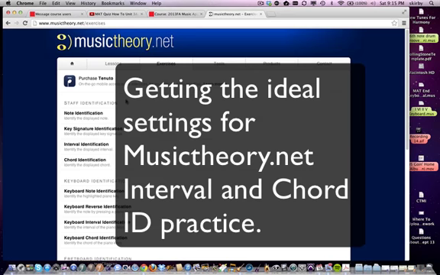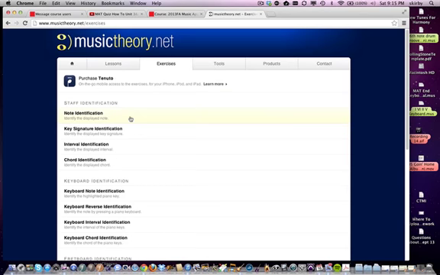Hi class, I want to remind you about this great resource, musictheory.net. When I gave a video about this earlier, I emphasized note identification and key signature identification. Now we're later in the semester and I want to emphasize interval identification, particularly compound intervals, and chord identification.